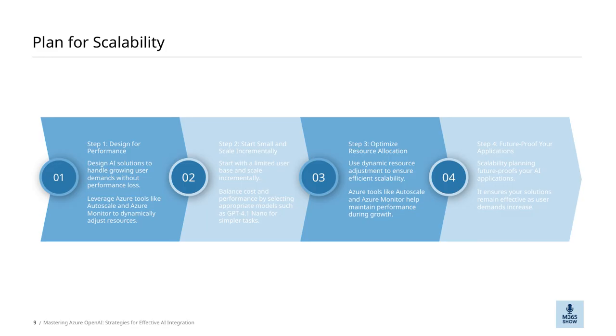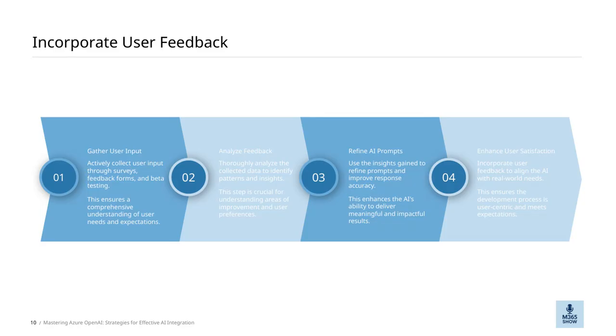Ultimately, scalability planning isn't just about handling more users. It's about future-proofing our AI applications so they stay effective and reliable, no matter how demand evolves. So, by designing for performance, starting small, optimizing resource allocation, and planning for the future, we create a flexible foundation that supports ongoing success.